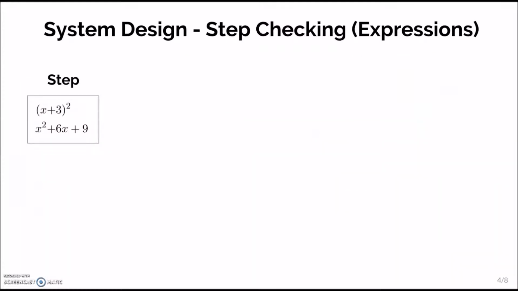Let's first go through an example of step checking for expression input. Say we begin with a step where the line before the step is the quantity x plus 3 squared, and the line after the step is x squared plus 6x plus 9. We already know that step is correct because that's what we get when we multiply out the binomials using the foiling method. But let's see how CheckMySteps verifies this.